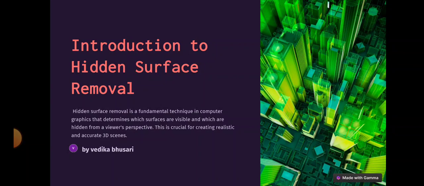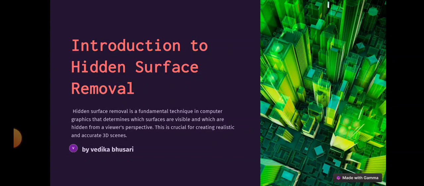Now, let's start with the introduction to hidden surface removal. Hidden surface removal is a fundamental technique in computer graphics that determines which surfaces are visible and which are hidden from the viewer's perspective. This is crucial for creating realistic and accurate 3D scenes.